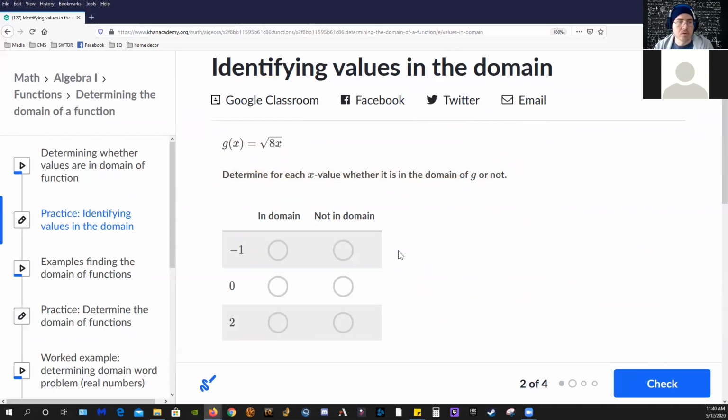Okay, so there's a square root in this one. Interesting. All right. So what we're going to do is the same exact method we were just doing. I'm going to start chewing through this a little bit faster. Because these are our x values, the square root of -8, you can't do.